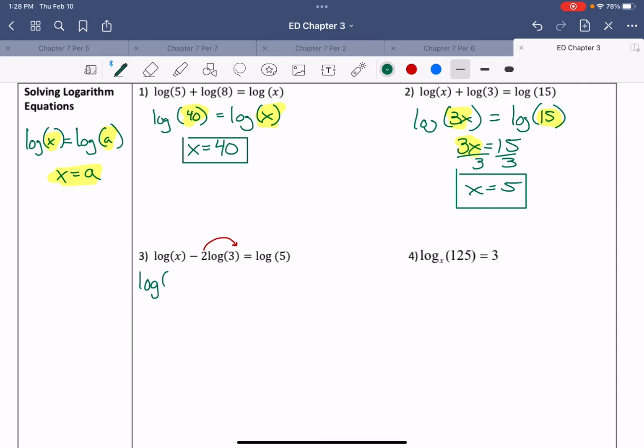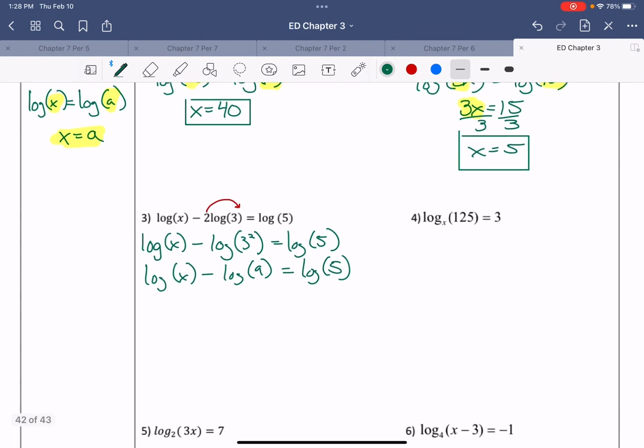Log of x is not changing. Minus, this is going to be log of 3 squared, which equals log of 5. I only changed one thing. I floated up the exponent. Now, what is 3 squared? Well, 3 squared is 9. Okay, we dealt with the exponent.